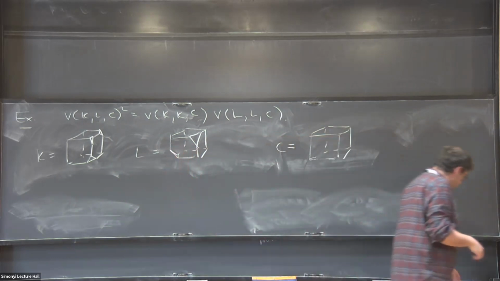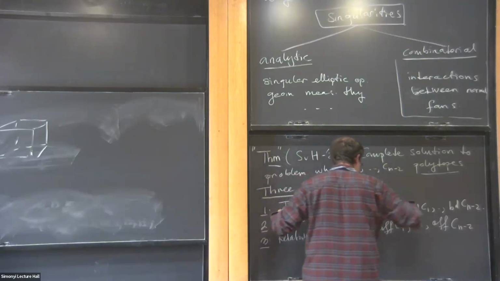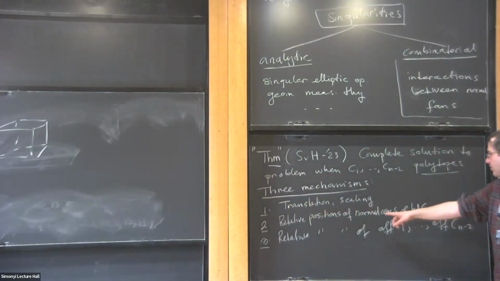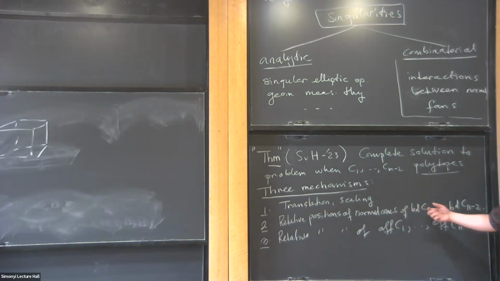So why is this true? I'm trying to explain this mechanism too. What I'm saying here is that it's the relative position of the normal cones of C1 to Cn minus 2, but here there's only one body C.